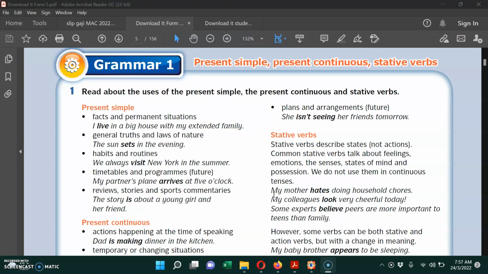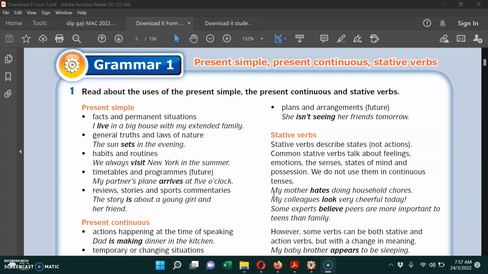So for today we are going to learn about present simple, present continuous and stative verbs. So can you please turn to page 9 of your textbook? We are going to do some revision on this part or this topic. So let's take a look at some notes on the uses of the present simple, the present continuous, and stative verbs.